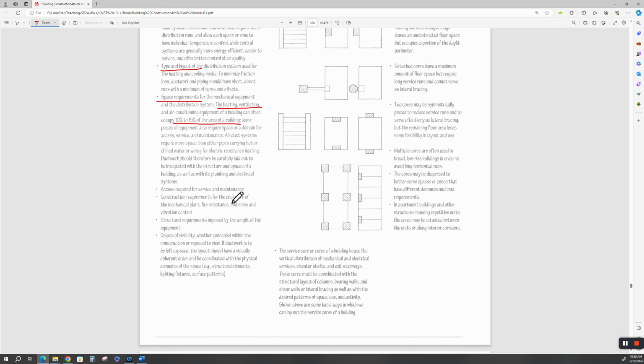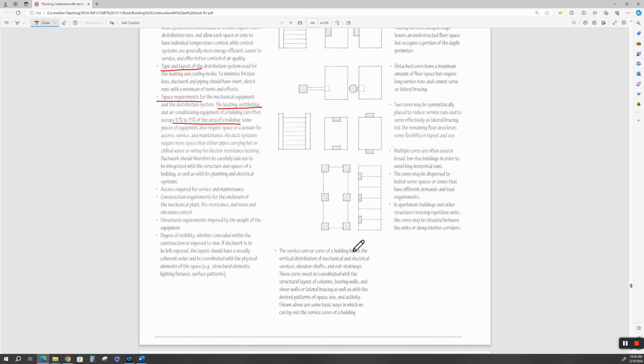Access required for service and maintenance. Construction requirements for the enclosure. If you're going to put a cooling tower up on the roof, that thing is basically full of water, 62.4 pounds a cubic foot, plus the weight of the structure, plus the weight of the cooling tower. That all affects the structural integrity of your building. Fire resistance and vibration. Structural requirements, I just said that. Degree of visibility. You may have to put screen walls up because people don't want to see the ugly cooling towers, etc., etc.